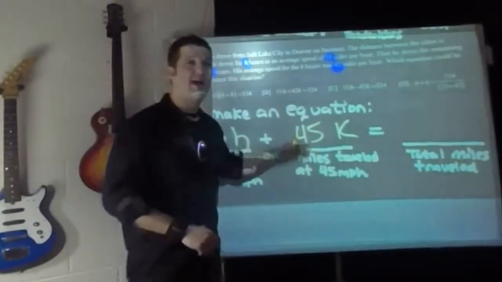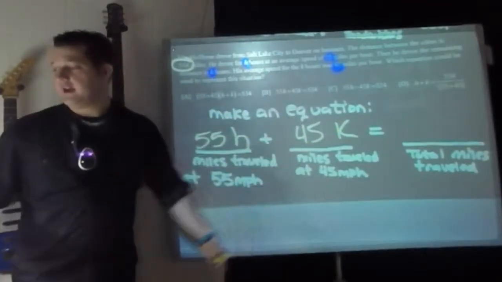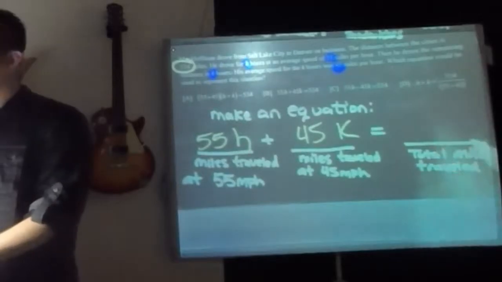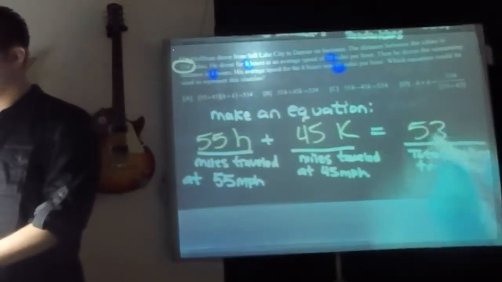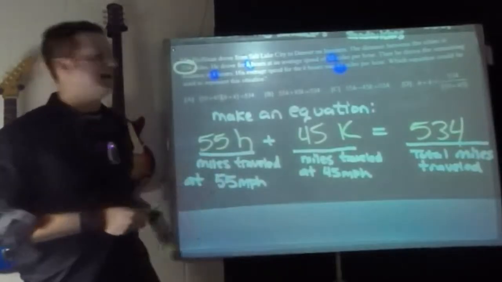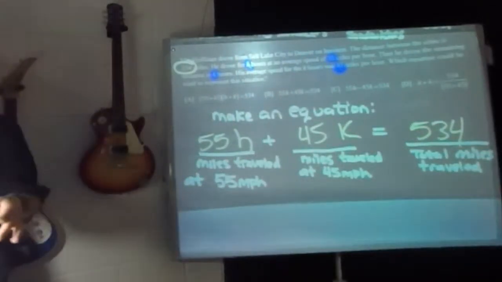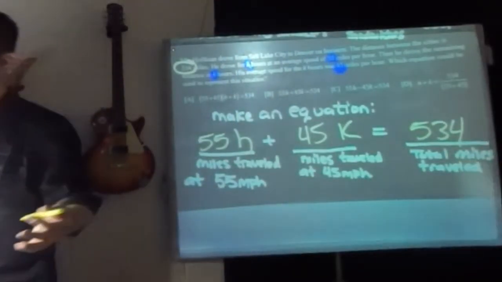So if he only did 1 hour at 45, it'd be 45 here. If he did 2 hours, it'd be 90 here. And that total distance has to add up to what? 534. Pretty straightforward. He spent H hours going 55. He spent K hours going 45. You add them together and you get the total distance. Not trying to solve the problem here, just trying to write the equation.